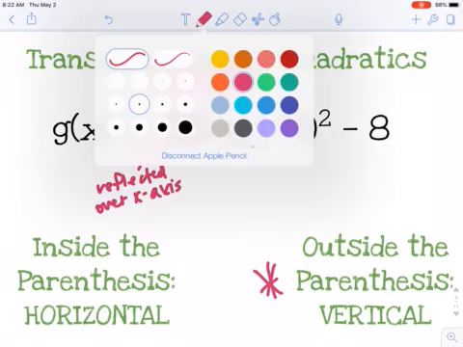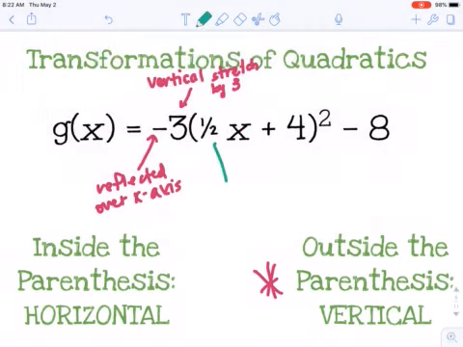This 1/2 is inside the parentheses, so that means that it's something horizontal. This is a horizontal stretch, okay? Because the 1/2 is going to make it wider, and I know that horizontally, I'm going to make something wider by stretching it.